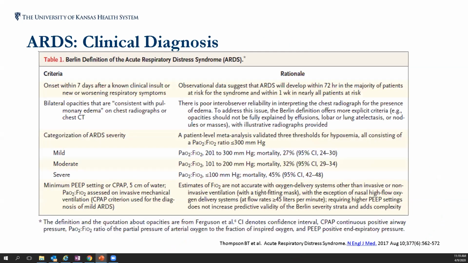So we go into some of the classifications of ARDS. We often refer to this using the Berlin criteria. In 2012, the Berlin definition was proposed, establishing 3 risk strata based on the degree of hypoxemia. The first is mild, which is a PF ratio of 201 to 300, moderate with a PF ratio of 101 to 200, and severe as anything less than 100.